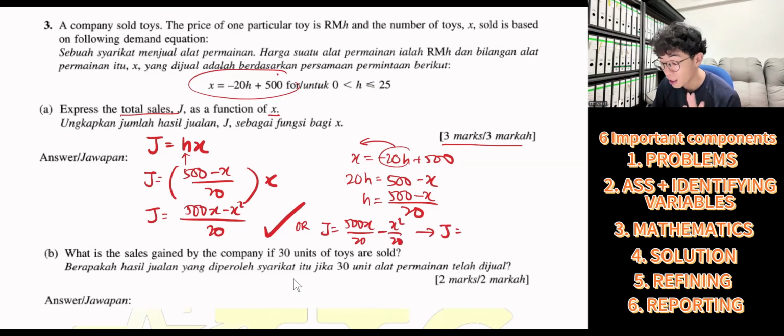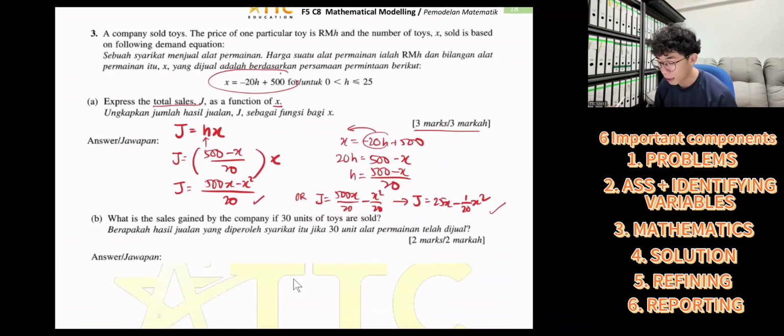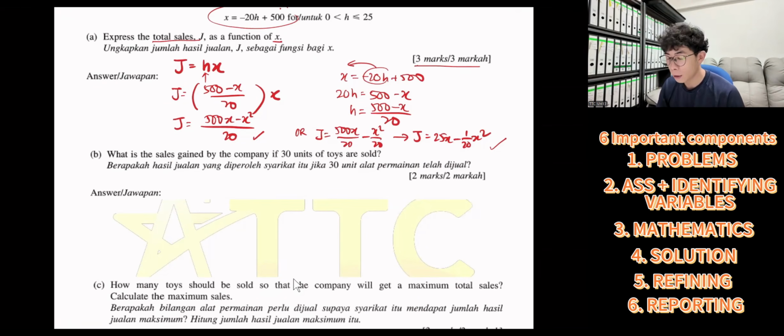Then you can simplify further if you want. Both are acceptable, so if you stop here or stop here, both are acceptable. So nothing much for B. I'll just tell you the final answer. You can handle it yourself.